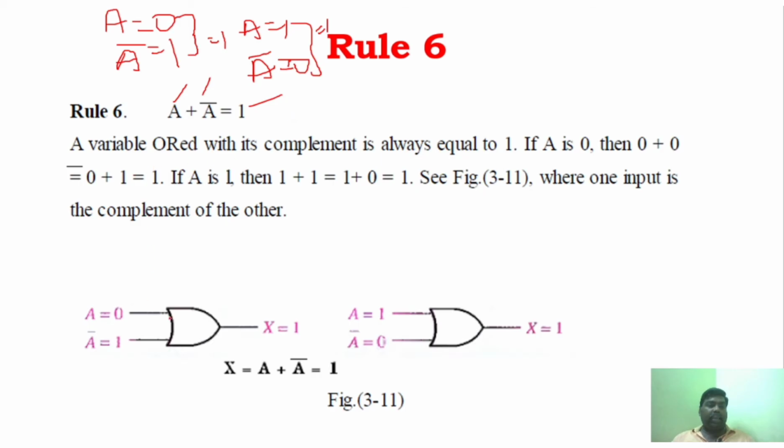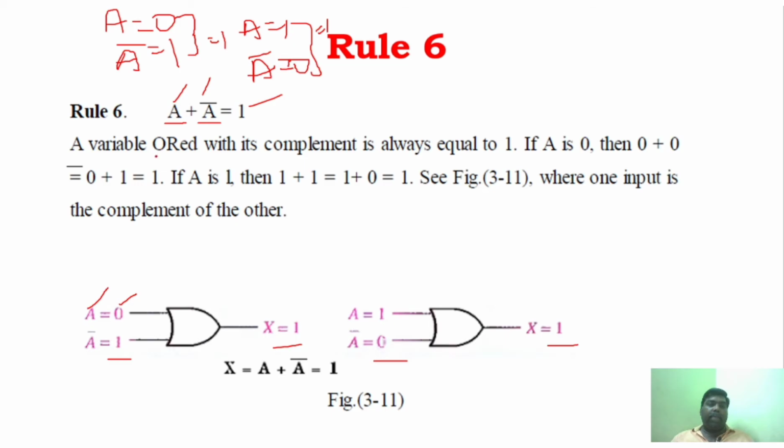You can see here I'm using an AND operation, sorry, an OR operation. A is one input and A complement is another input. If A is equal to 0, then the complement will be 1, and similarly if A is equal to 1, the complement will be 0. If you add both, you get the answer 1. This is the proof.